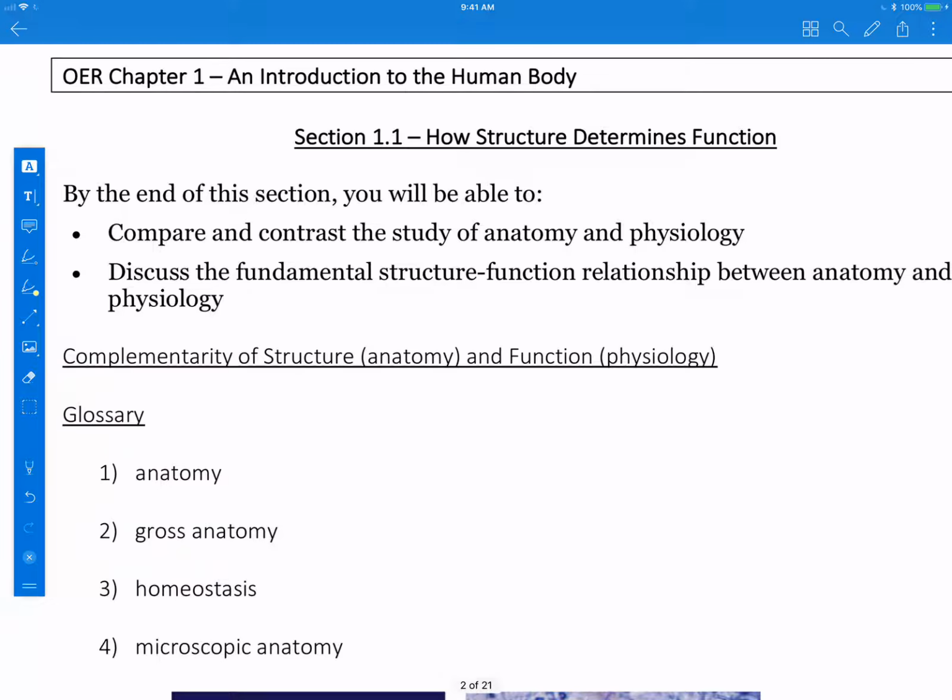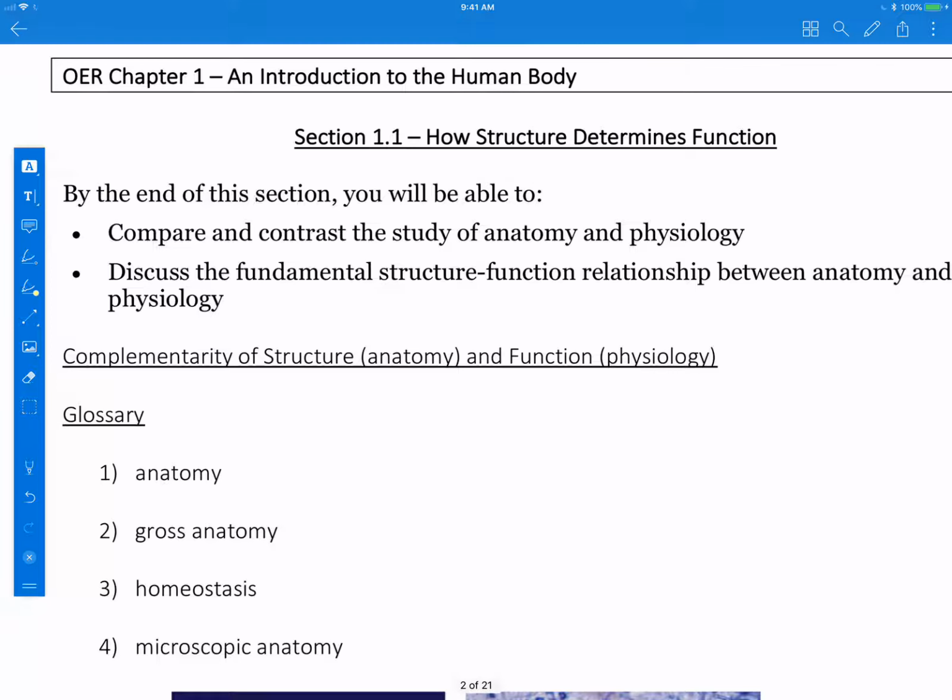So section 1.1 basically talks about the relationship between form or structure, also known as anatomy, and function, also known as physiology. And so the complementarity of structure and function is just the relationship showing that there's a close relationship between anatomy and physiology. If you change the structure of an object, it will affect the function of the object. And so anatomy refers to a science that studies the form or the structure and composition of the body structure.